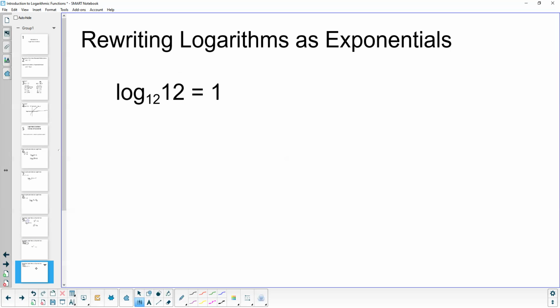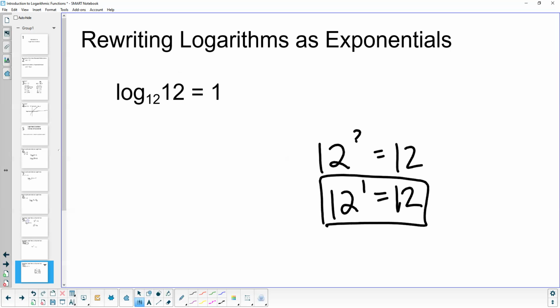Let's do this one last time. So in this case, we're saying logarithm base 12 of 12 equals 1. Or in other words, how many times do I need to divide 12 by 12 to get 1? The answer is once. 12 divided by 12 is 1. So in converse, 12 to what power is equal to 12? Well, the answer is 12 to the power of 1 is equal to 12. And that is how we can rewrite that.